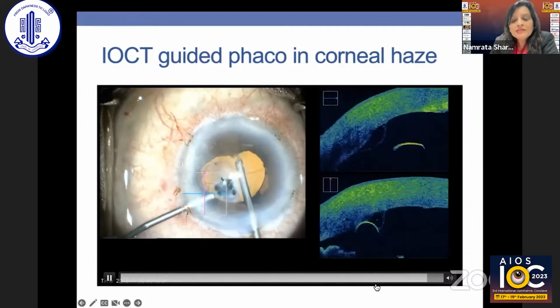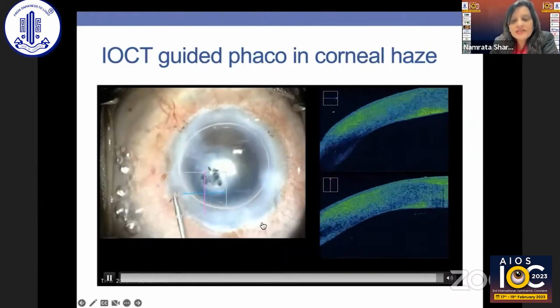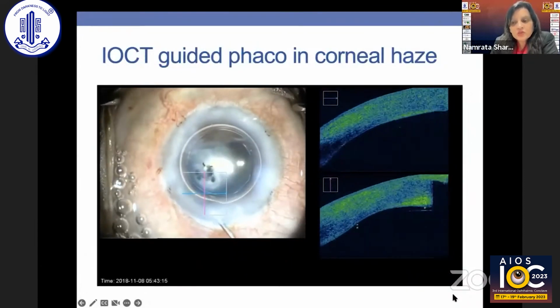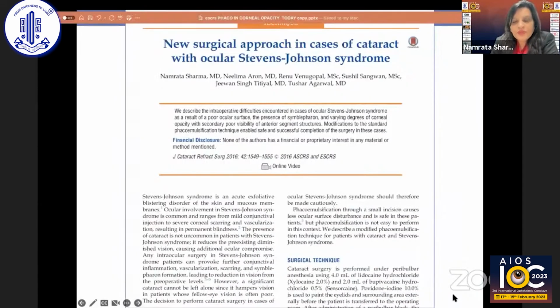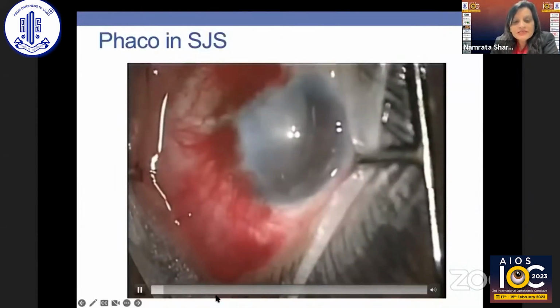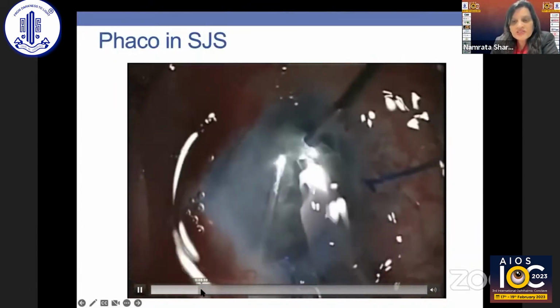And followed by this, in the table itself, we would inject pilocarpine to see what is the state of the pupil, because that is the area which will remain in the post-operative period also, from where the patient can visualize. In cases of Stevens-Johnson syndrome, we've already published our results, and these are cases which are high risk, and you cannot do a corneal transplantation in these cases.